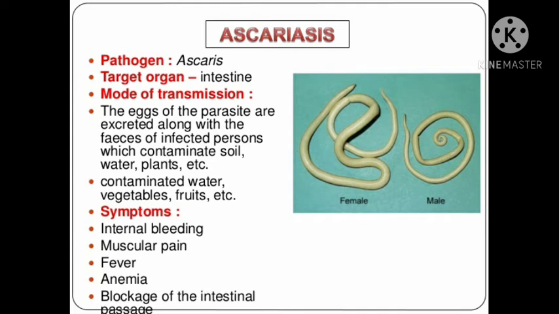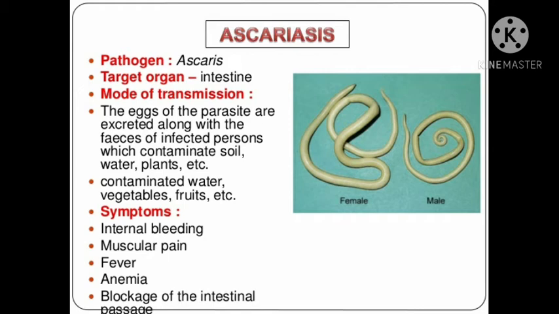So the eggs of this Ascaris are excreted along with the feces of an infected person, which will contaminate soil, water and plants. By consuming such contaminated water, vegetables and fruits grown in the contaminated soil, the pathogen makes its entry into the body of the human. The common symptoms include fever and body pain. Also, in serious cases, there is internal bleeding, blockage of the intestinal passage, and anemia, that is the deficiency of iron.